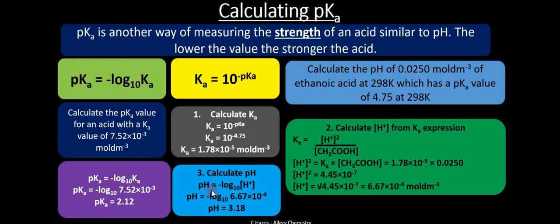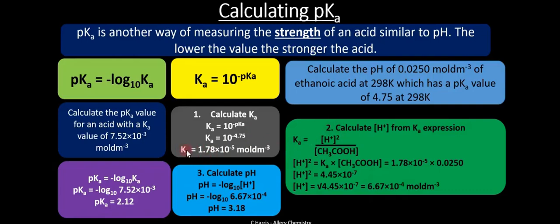And then lastly, what we have to do is substitute that concentration of H plus ions into our negative log 10 for pH. You get 3.18. So let me just go through this again. The question was: calculate the pH of 0.0250 moles per cubic decimeter of ethanoic acid at this temperature, and we were given the pKa value. Firstly, we find our Ka value from the pKa value by raising 10 to the power negative pKa, and we found 1.78 times 10 to the power negative 5.